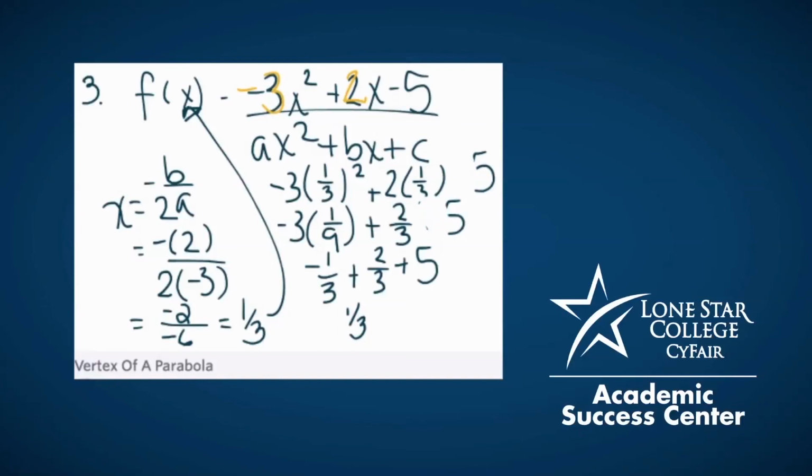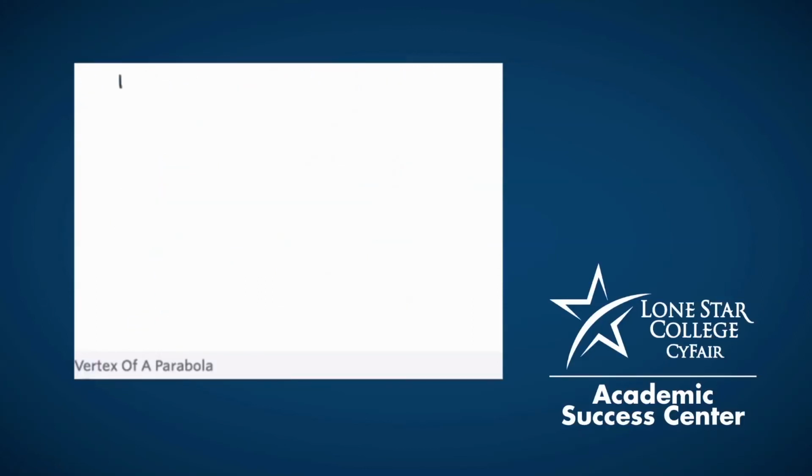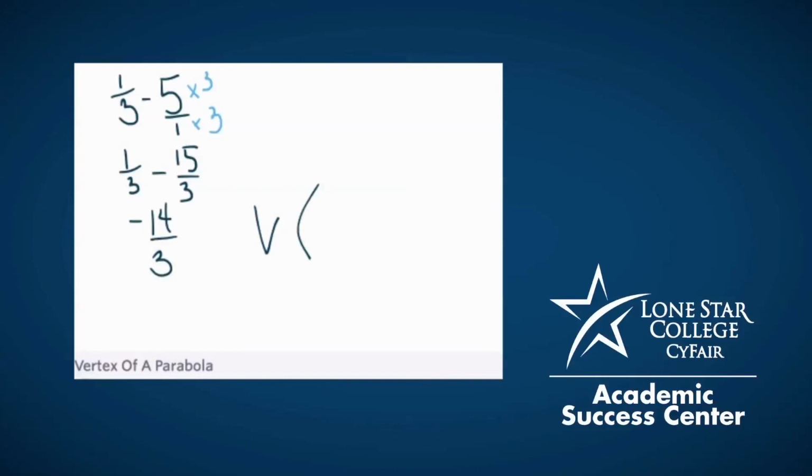If we see here, this was a minus, so minus 5 minus minus. So 1/3 minus 5, and then 1/3 minus 5 would be, you have to have the same denominator, so multiply top and bottom by 3. We have 1/3 minus 15 over 3, which is a negative 14/3. So the vertex is 1/3, negative 14 over 3.